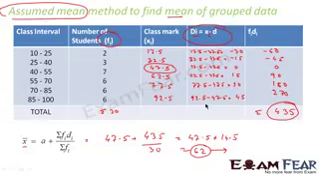If you have huge data, it makes sense to use the assume mean method. If you have very small data, it doesn't make sense to use assume mean, because in that case you can get the answer very easily with the direct method also. But in case the data is very huge, with millions and billions of data, you can use the assume mean method.